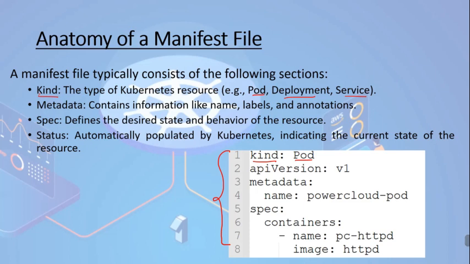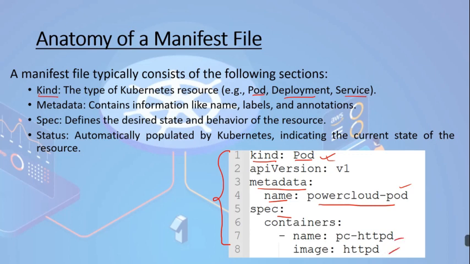Then the metadata. What is metadata? It contains information like name, labels, and other information. You can see here this is the metadata, and here we are providing the name. The name is powercloud-pod, which means this pod's name is powercloud-pod. And the next is the specification, which defines the desired state and behavior of the resource. In this specification, we will create a container. The container name is pc-httpd and the image is httpd.